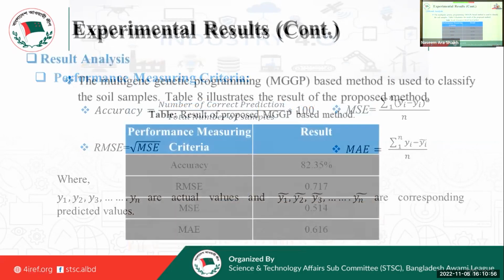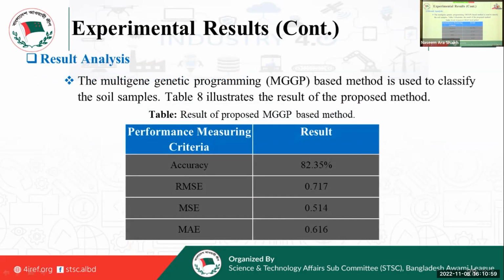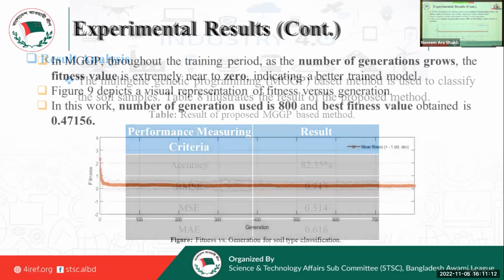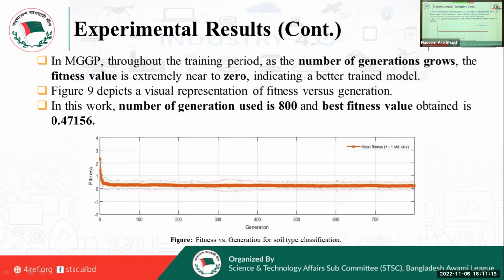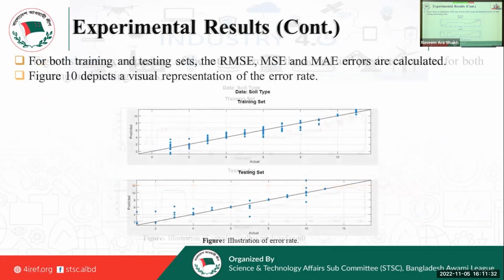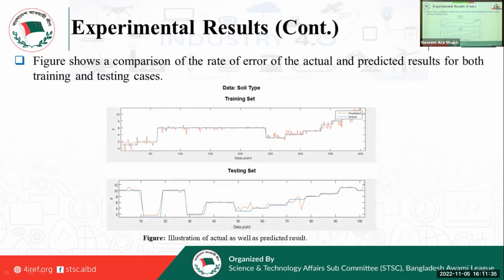And in order to validate our model, we apply this type of dataset, and our measuring criteria are accuracy and root mean square error, and these are the values. And from generation to generation, the fitness function is minimized, and this is the pictorial view of how our fitness function is minimized. And at a certain generation, it reached a steady state. And these are some actual and predicted results, and this is the pictorial view.